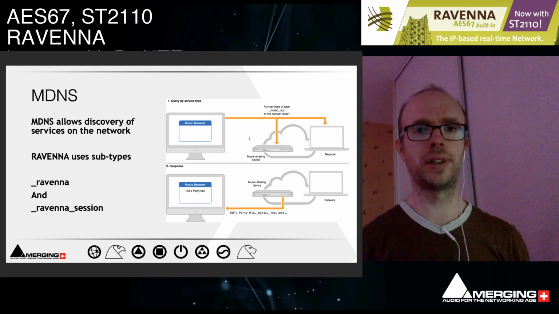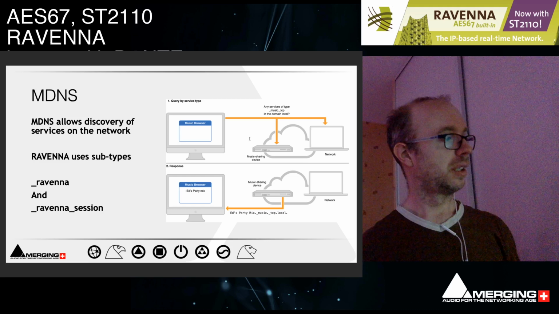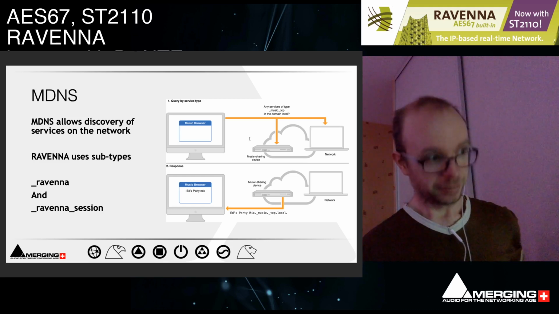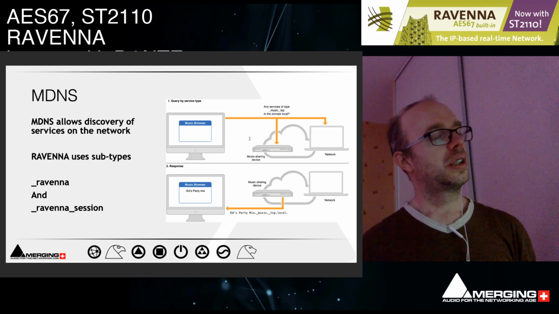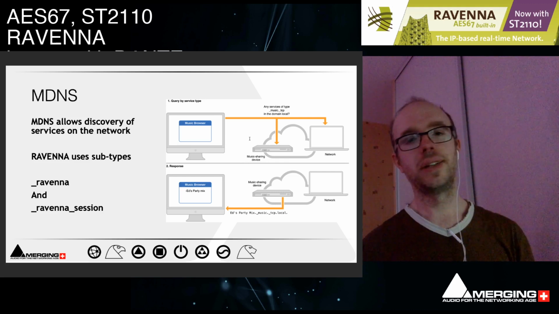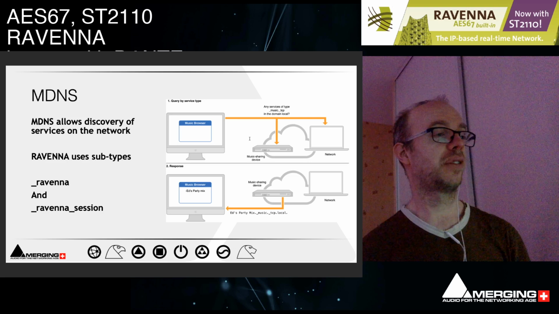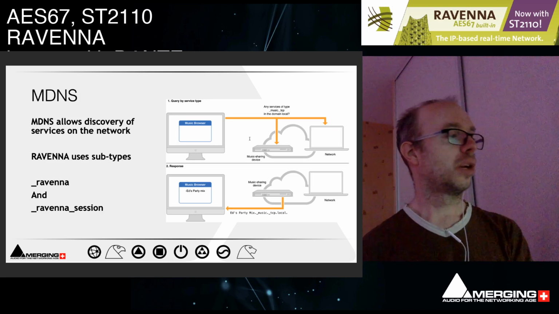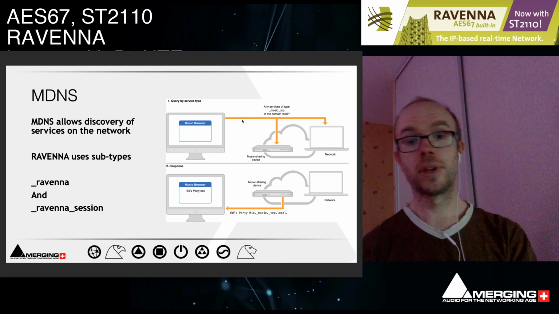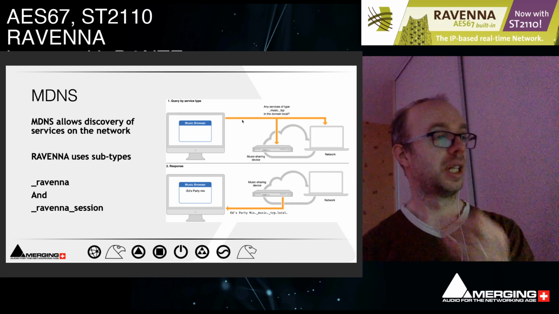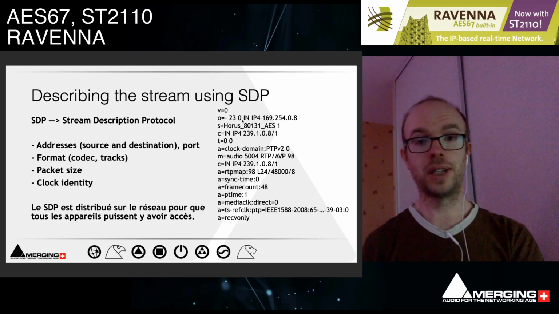Every manufacturer, every protocol has its way of doing discovery. For instance, Dante with AES67 is using SAP, but RAVENNA is using mDNS. So when a device arrives on the network, it asks the question: who is doing RAVENNA on the network and what are the streams on the network? Every device doing RAVENNA and having RAVENNA streams is replying with the information about how to get the stream SDP. It's the same protocol you use at home to connect your printer on your home network. It's exactly the same, and it works really nicely.